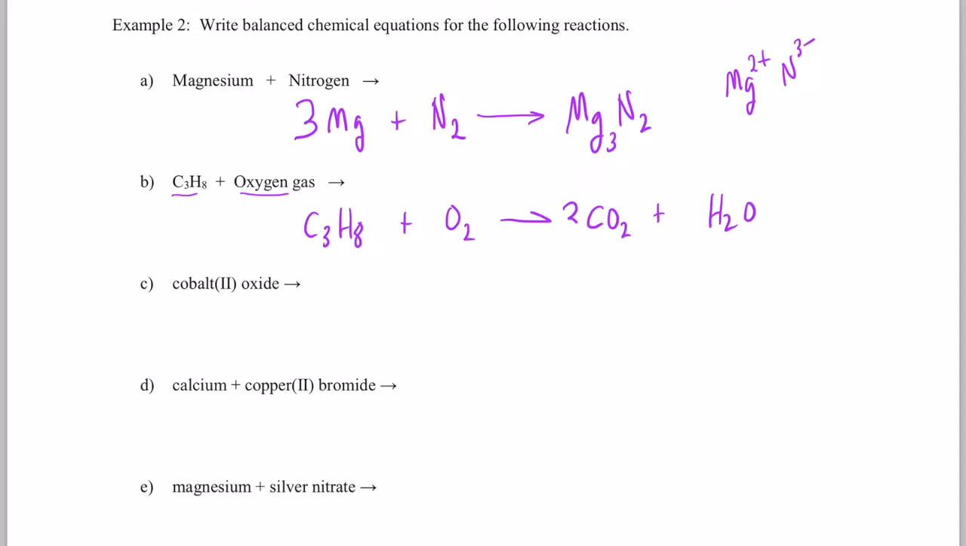To balance that, we'll put a 3 in front of CO2 and a 4 in front of water. That gives me 6 oxygens and 4 more, which is 10. So a 5 in front of O2 on the reactant side.